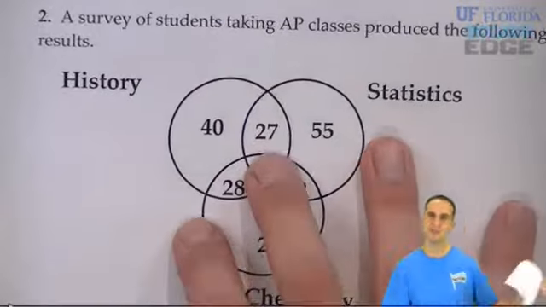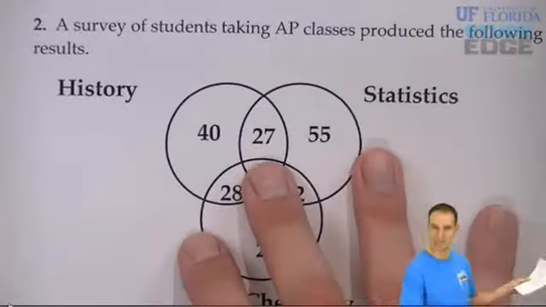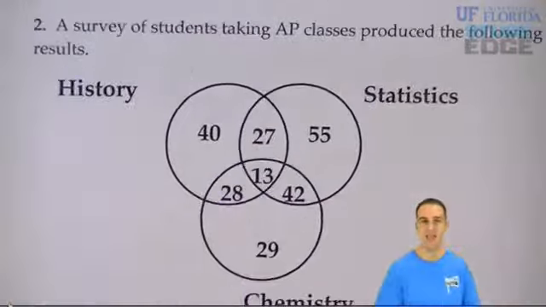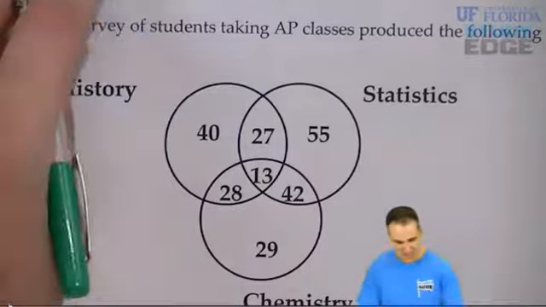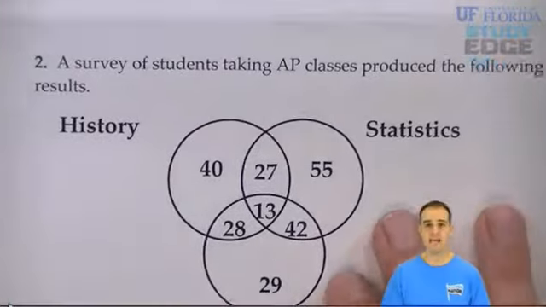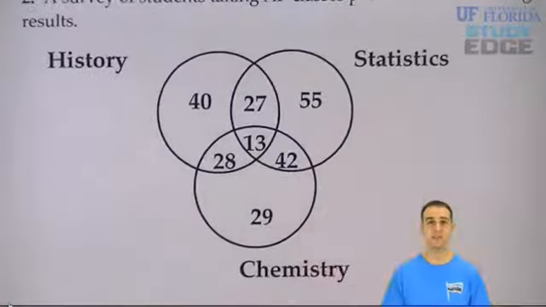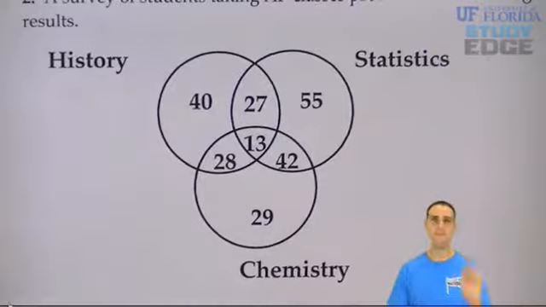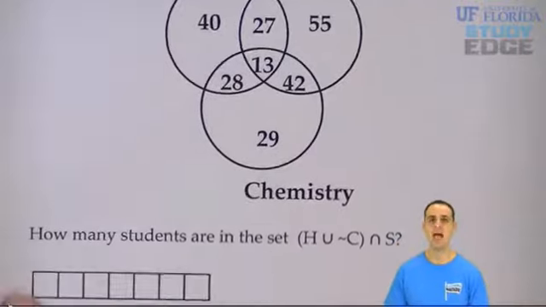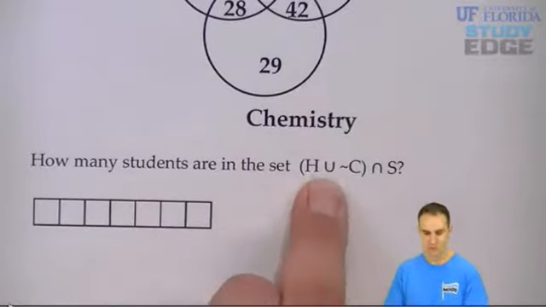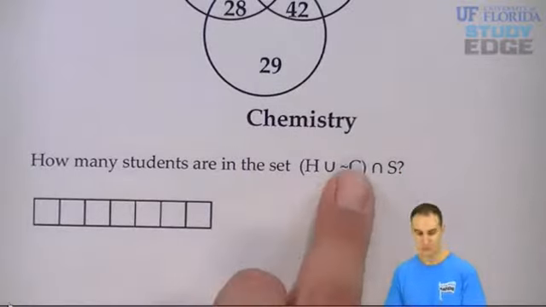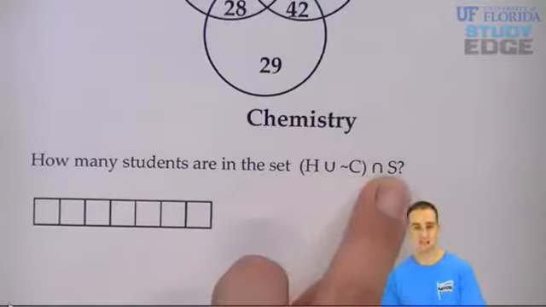So let's do one that's a little more challenging. Wait, it looks the same, doesn't it? I mean, hey. Now you see it? You see it again. Let's see what happens. A survey of students taking AP classes produced the following results. History, statistics, and chemistry, it all looks the same. But the question, how many students are in H union, not chemistry, and then you intersect it with statistics?